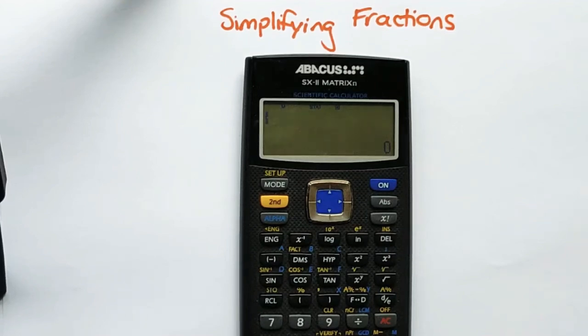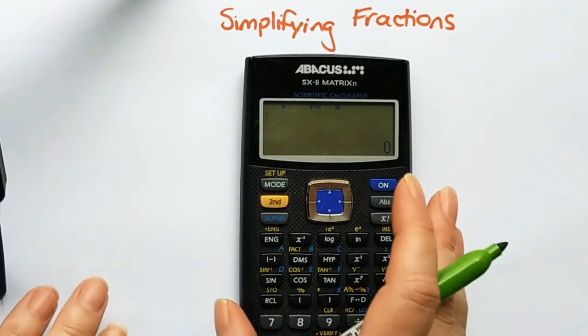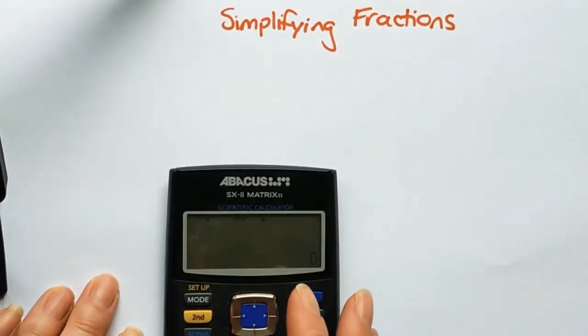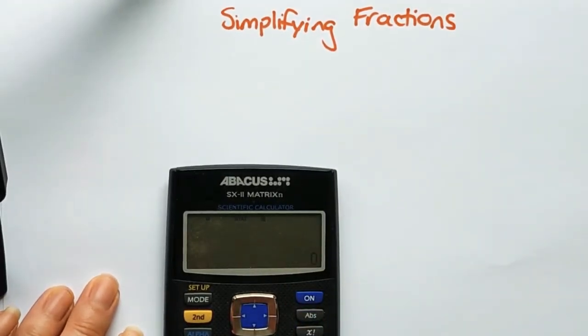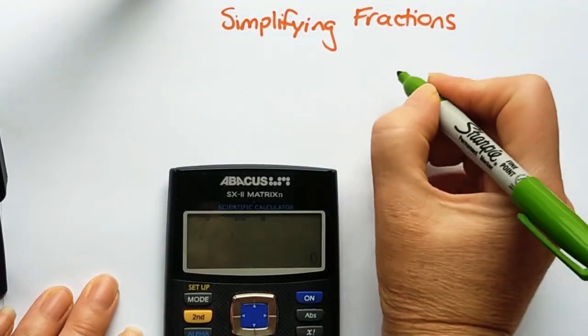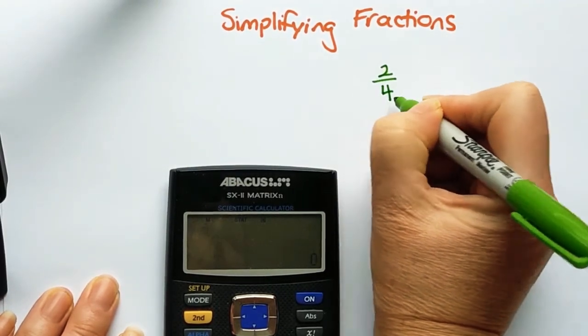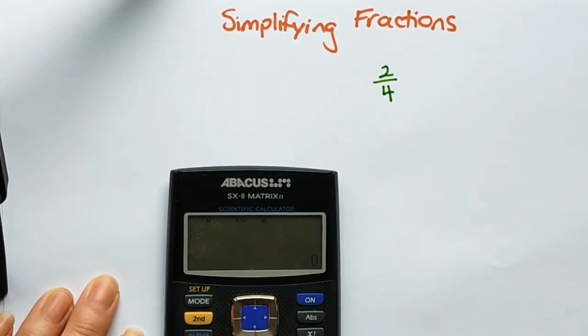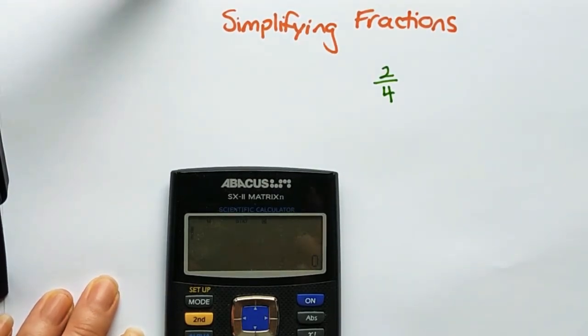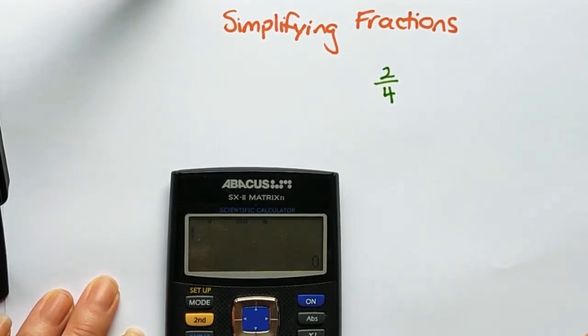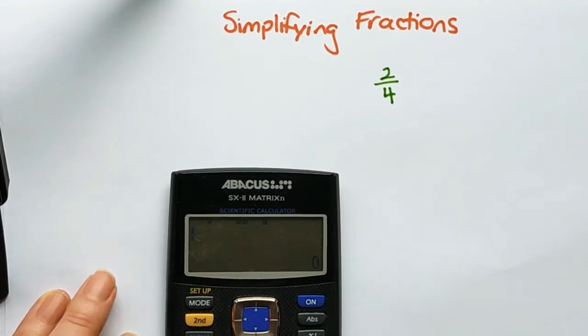Hi everyone, today we're going to be having a look at simplifying fractions. So often when we work with fractions, we get an answer, for instance, that might be 2/4. And we know from our last lesson when we were looking at equivalent fractions that if we've got 2/4, that's actually the same as having 1/2.